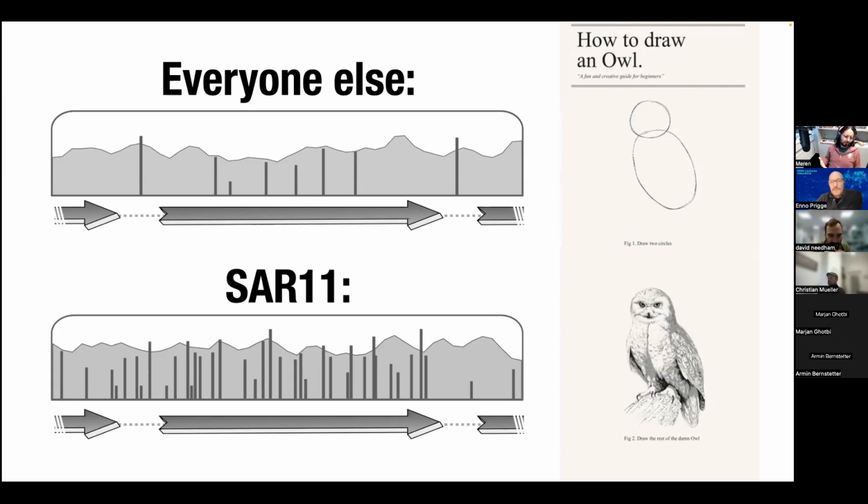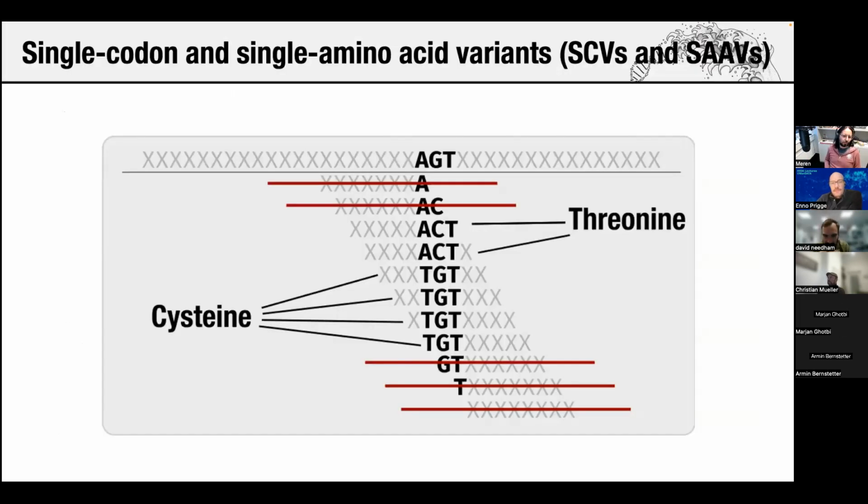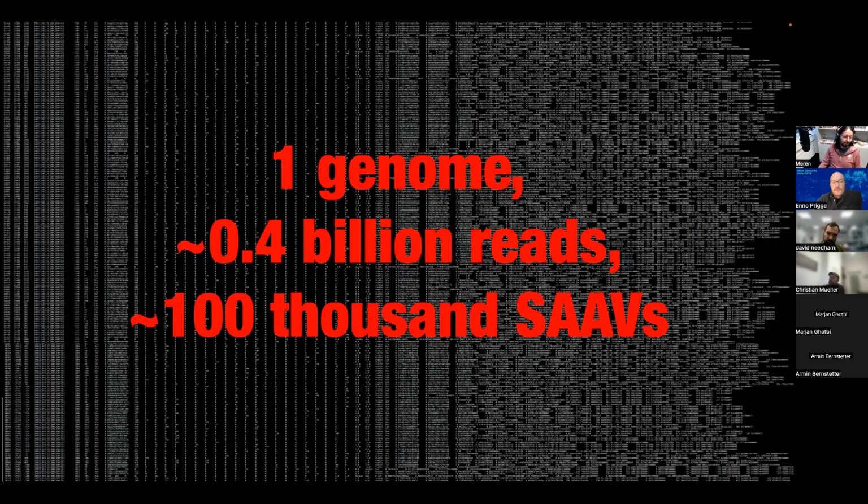So we started using metagenomes in a way where we could actually characterize things a little more carefully. And then we came out with these terms, single codon variants and single amino acid variants, so that we could literally count frequencies of different codons and then look at the amino acid identities of those things and so on. And we came out with this using a single genome and 0.4 billion reads it recruited from the environment.